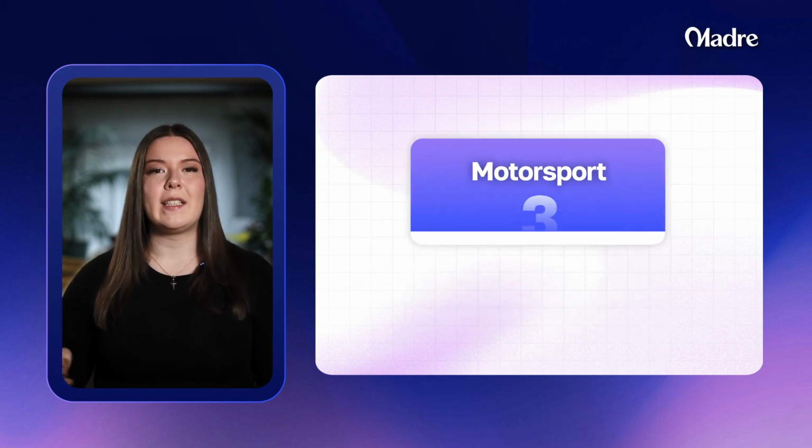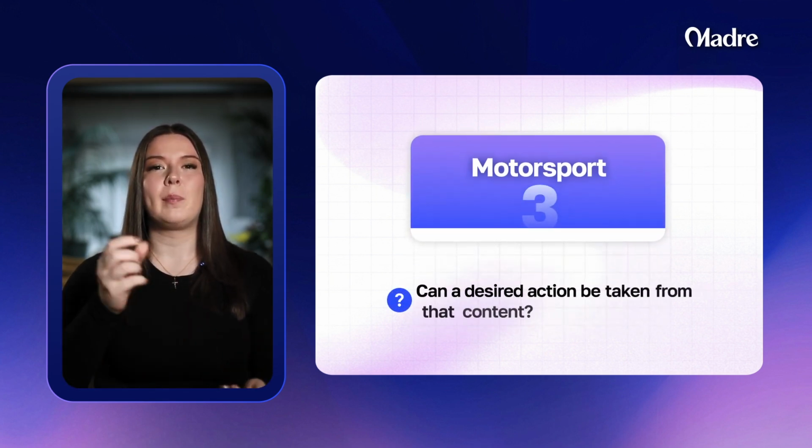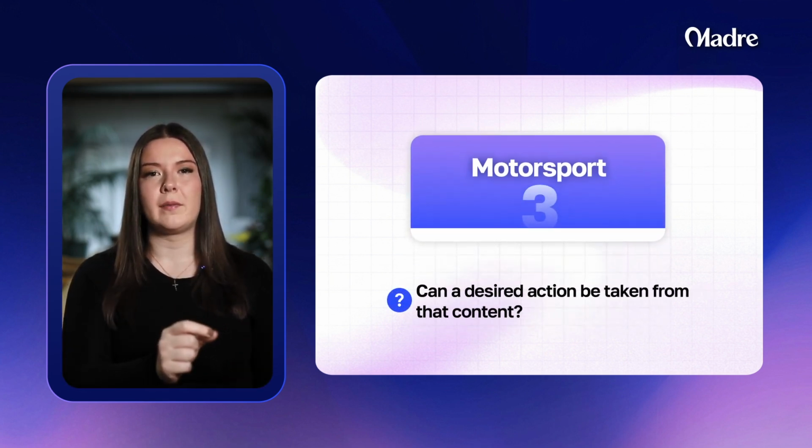The third point is, can a desired action be taken from that content? So when we talk about a desired action, this is exactly what you want your customer to do after reading the social media post. Again, if it's entertainment for entertainment's sake, we're not going to be able to link that next step to the product or solution because we've not gone into a pain point or a reason that they would want to take that next step.